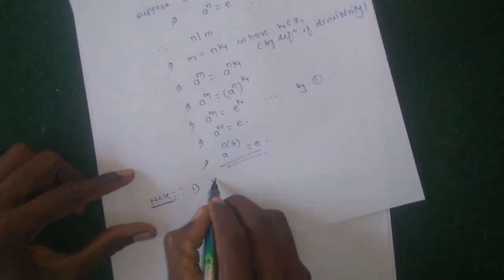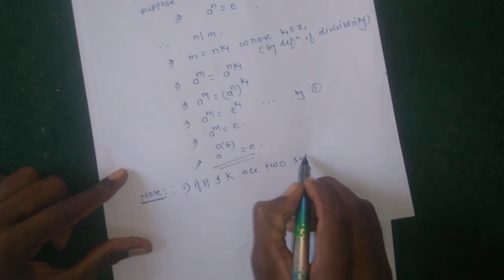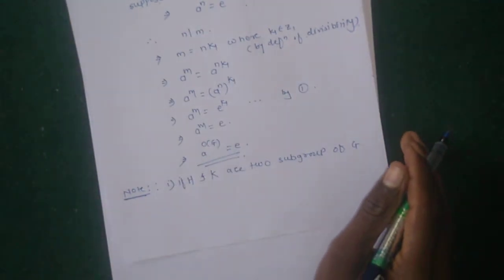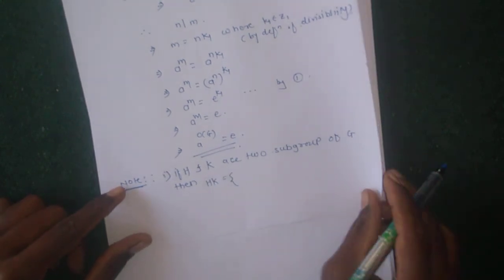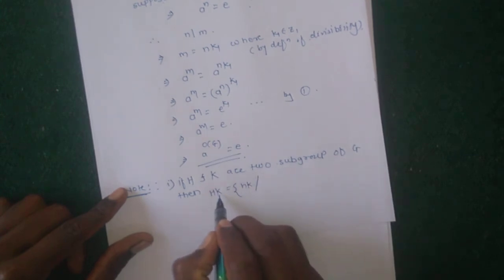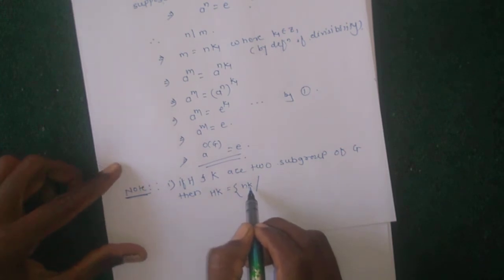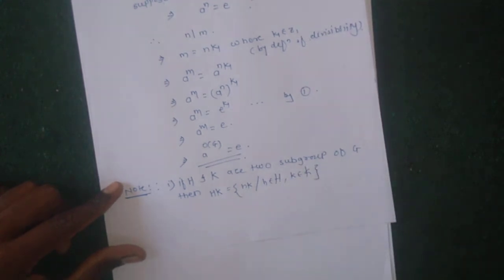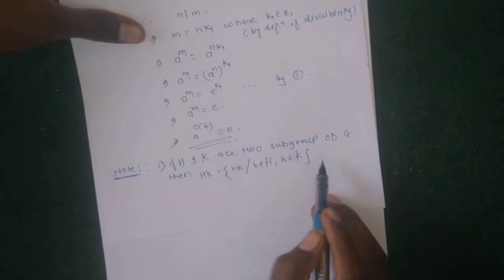First, if H and K are two subgroups of G, then HK equal to the set of H into K. HK is a set, so this is the notation of a set with a capital letter, and the elements are h into k, which are small letters. Here h belongs to H and k belongs to K. So if H and K are two subgroups of G, then the multiplication of these two subgroups is of the form h into k, where the first element h belongs to the subgroup H and k belongs to K.